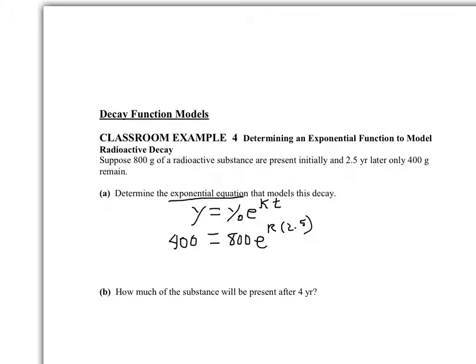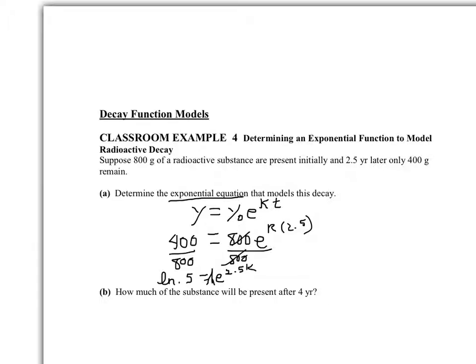Now, what would be the next step? Divide each side by 800. And 400 divided by 800 would be 0.5. And that is equal to e to the 2.5 times k power. And just like the last one, if what I'm trying to solve for is in the exponent, I need to take the log of each side since it's base e. Let's take the ln of each side.